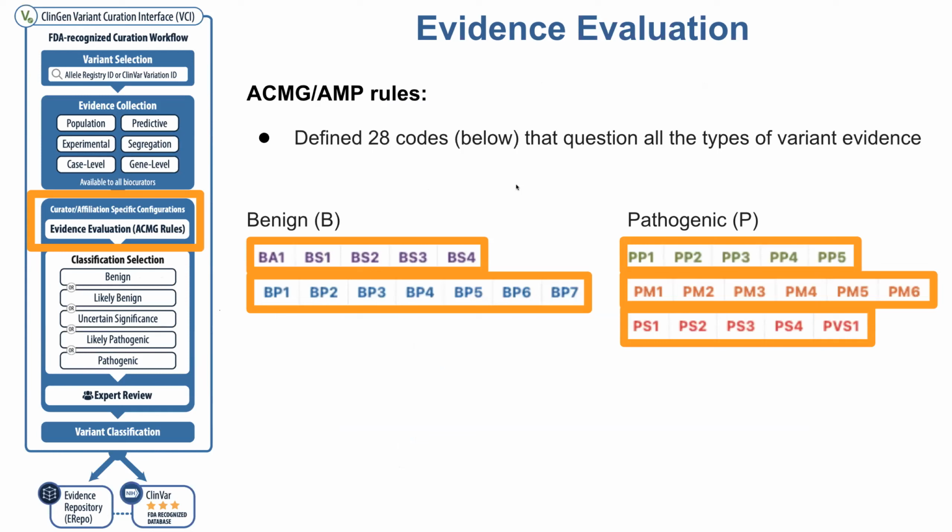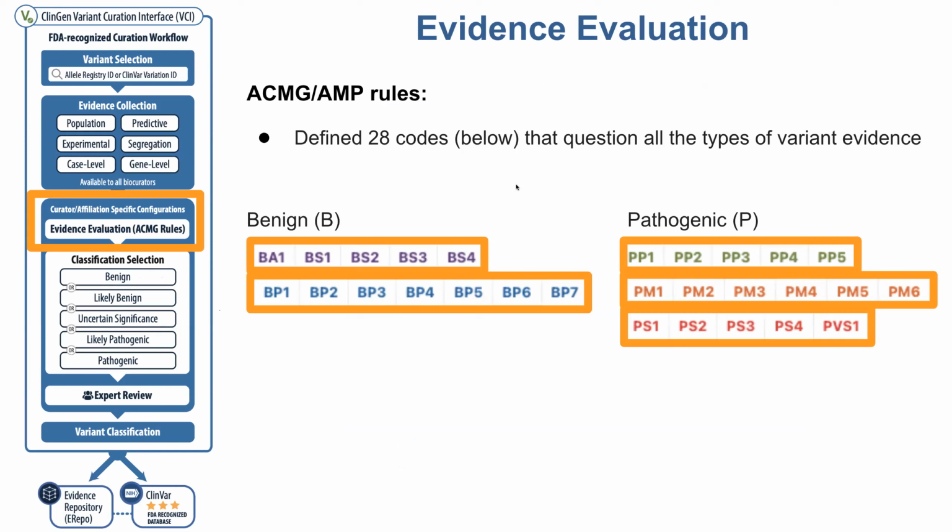So in those tabs, I showed you the evidence that is collected, both automatically and manually, within the VCI about each variant. And the next step of the process is evidence evaluation. So the ACMG produced a set of 28 codes that support variant curators in evaluating evidence. Each ACMG criterion is a question to ask about the specific evidence.